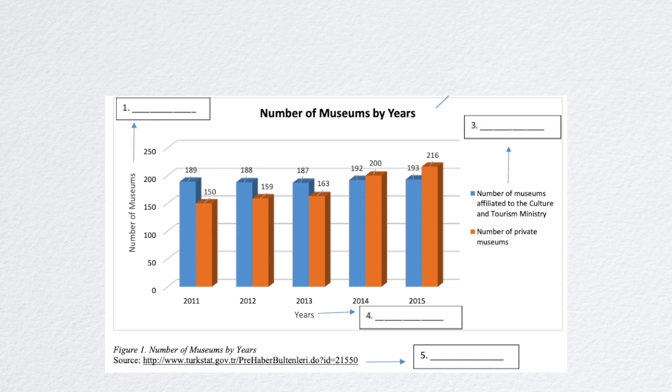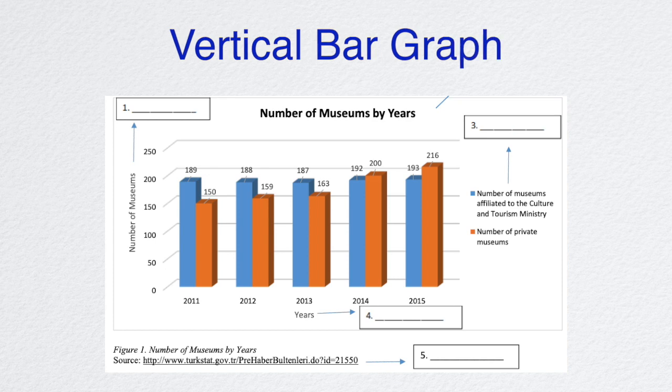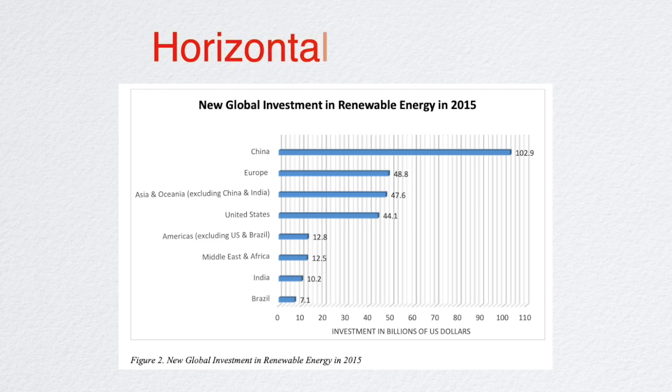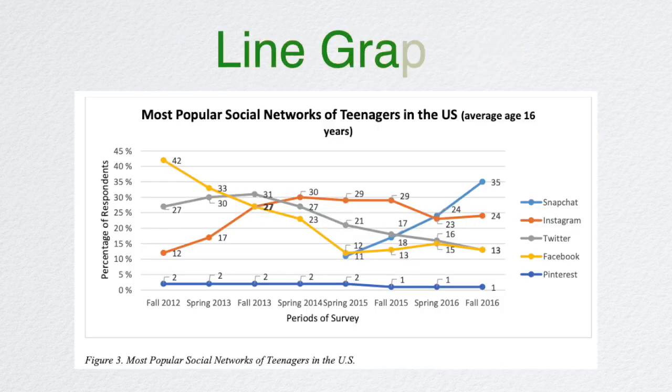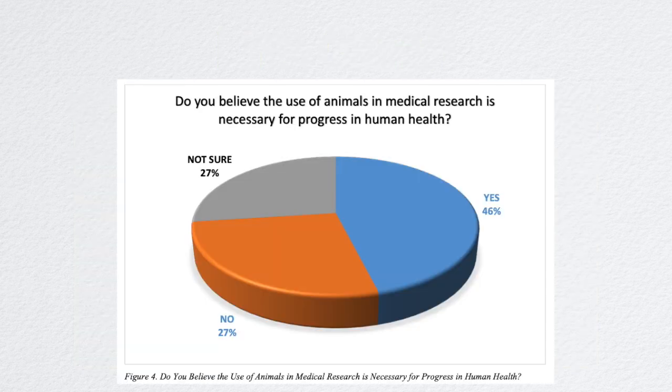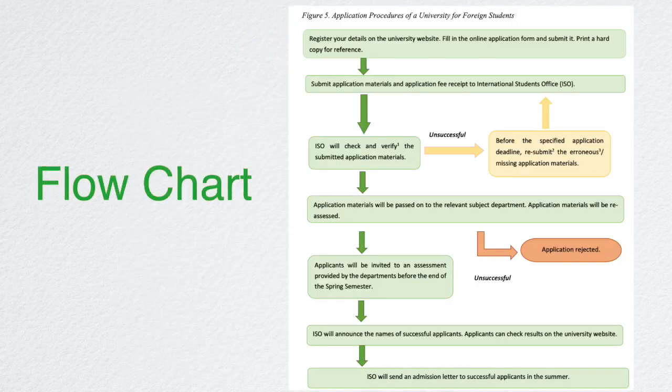Different types of graphs and charts display data in different ways, and some are better suited than others for different uses. Types of graphs and charts include vertical bar graph, horizontal bar graph, line graph, pie chart, and flow chart.